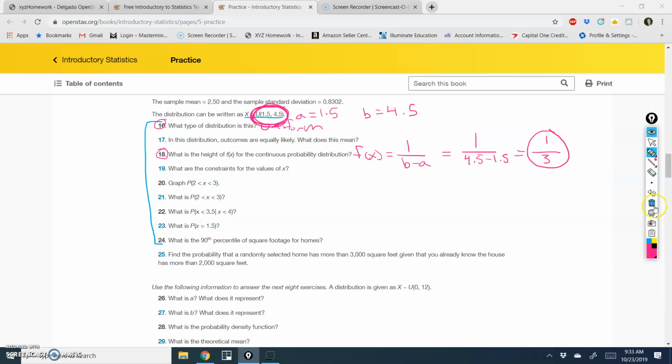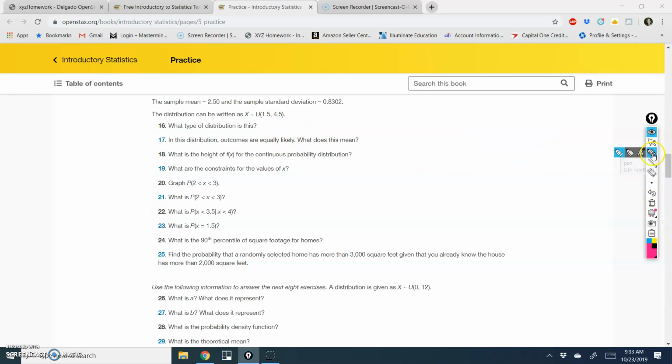All right, let's go to the next one. 19. What are the constraints for the values of x? Well, we go back to what we know about our distribution. We use our a and we use our b. So the left endpoint of x is 1.5, and the right endpoint of x is 4.5. That's our constraints for the value of x.